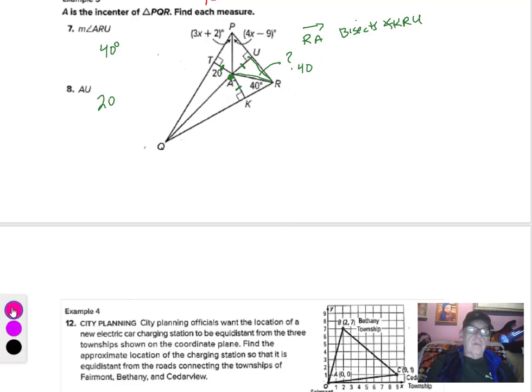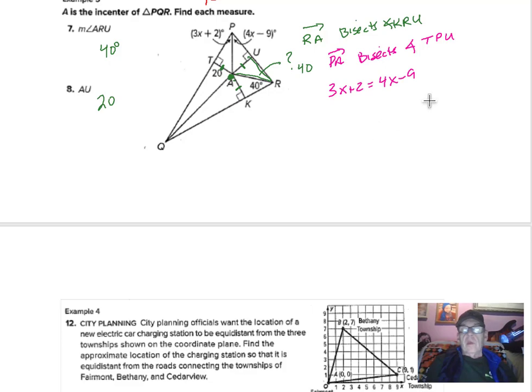Let me switch colors. So this is an angle bisector. Ray PA bisects angle TPU. So 3x plus 2 is equal to 4x minus 9. Take away 3x from both sides, add 9 to both sides, we get x is equal to 11. And so angle TPA is 3 times 11 plus 2, which is 33 plus 2, which is 35 degrees. And also this other angle, UPA, is also going to be 35 degrees.